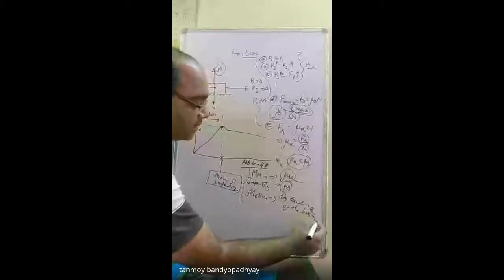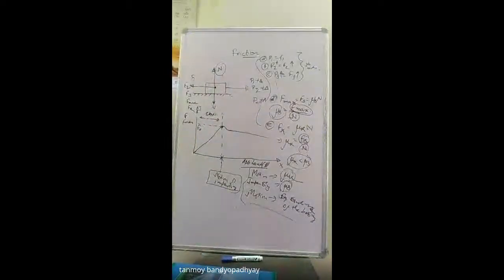So there are three cases. Initially there is no motion, but still friction is acting. In that case, friction is not equal to mu s n. It's still not maximum, so you cannot predict that value. It will go on increasing. So in that case, we have to determine the value of the friction based on the equations of equilibrium.